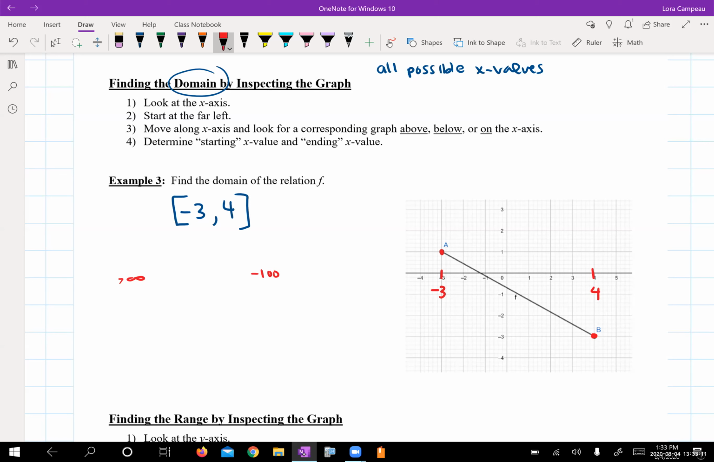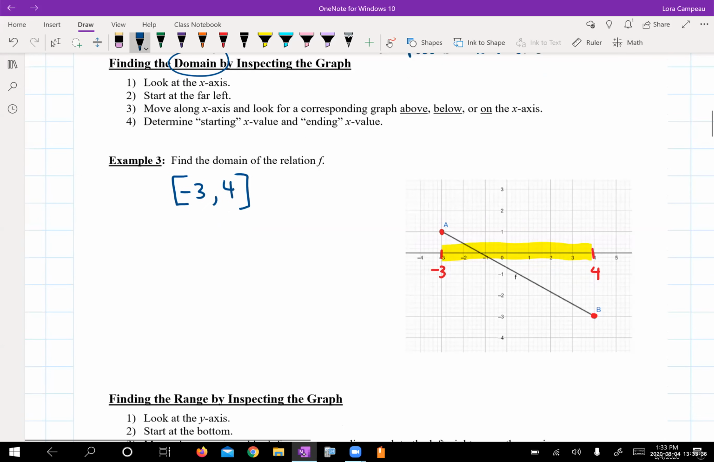So it does take a little practice, and I'll even highlight so you can see the wide range of the X values. It's impossible to list all those numbers in between. Integers are nice, but you have to also account for the fractions and the decimals, which is why we're using the interval notation. So let me move on a little bit, talk about range.